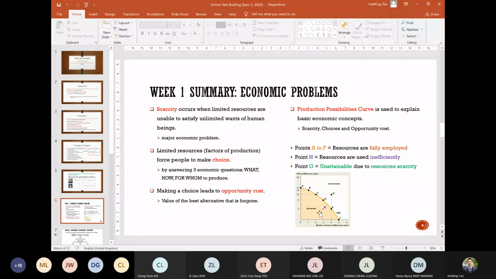Okay, another one is opportunity cost is only involved along the PPF. Opportunity cost only happens when the points are moving along the PPF. If the production is moving from point E to, let's say, point H, this is point H, this is point E, all right?